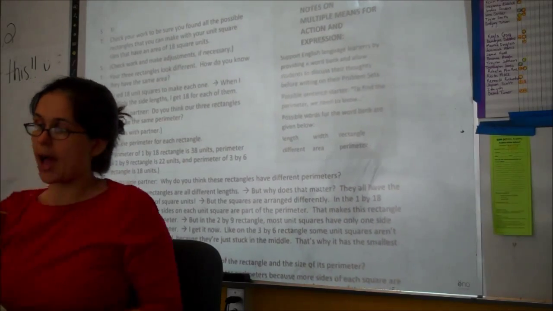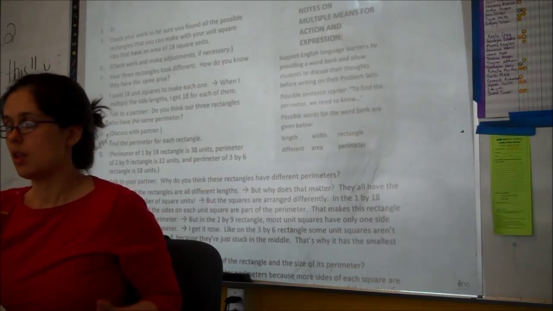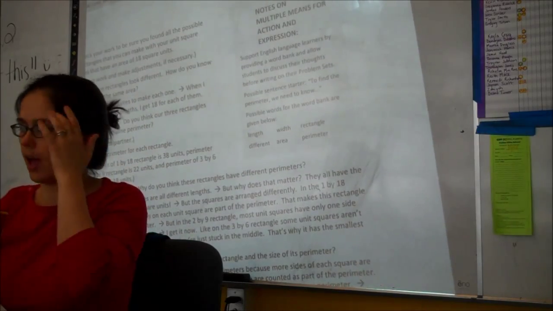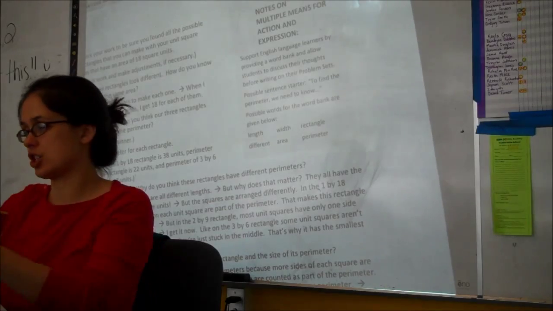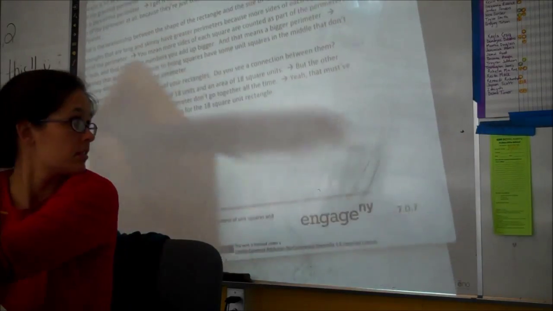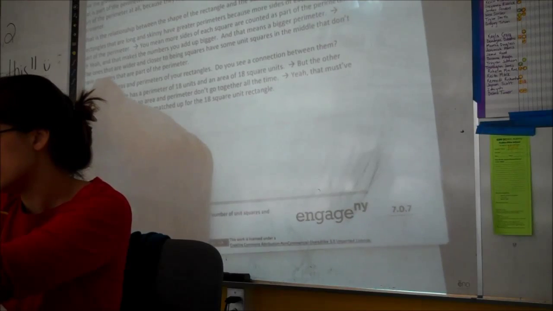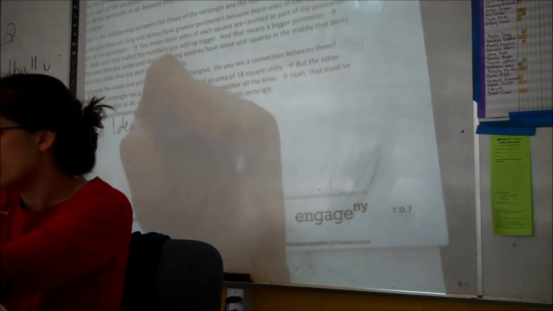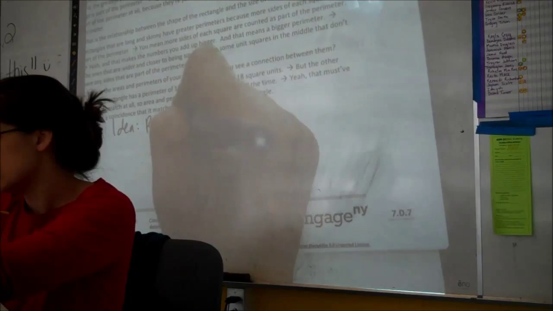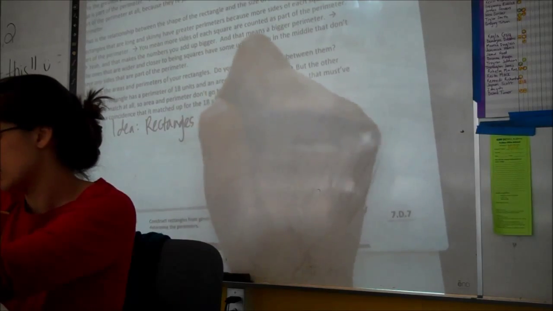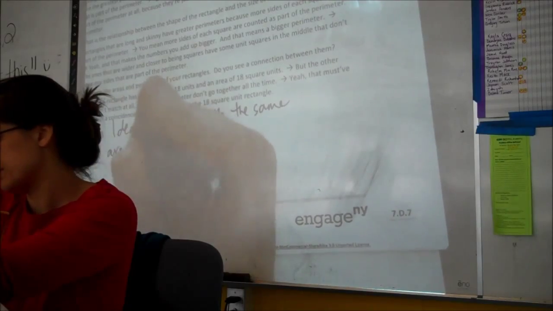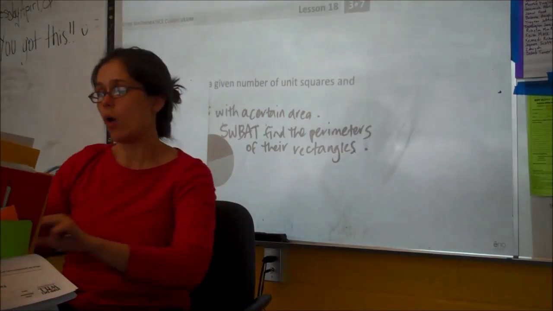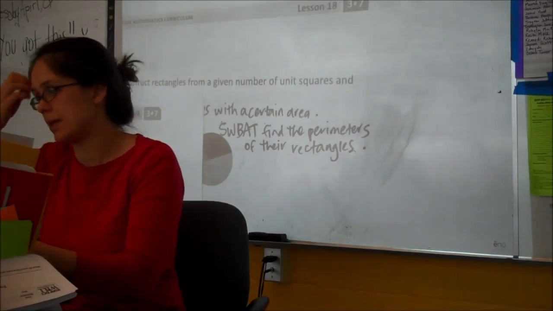So this is how I basically draw out the main parts of what I'm going to say and what I want to draw out of the discussion. The main idea in the end, I'm going to write that right here, the main idea is that rectangles with the same area have different perimeters.